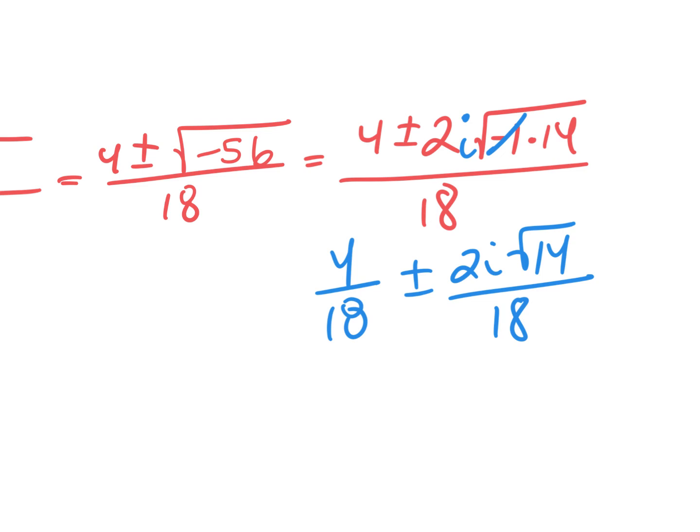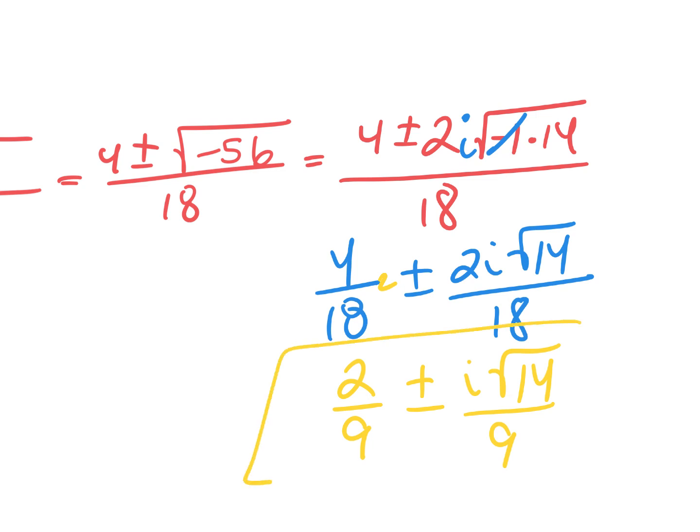All right, so 4 and 18. Divide top and bottom by 2. 2 over 9. Plus minus what? I root 14 over 9. If you wanted to write a 1 right here in front of it, that's perfectly fine. You can do that. You don't have to. And since they both have the same denominator, you can rewrite over one denominator. That's fine as well.